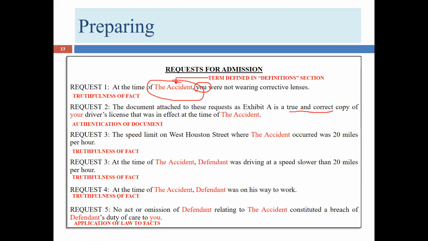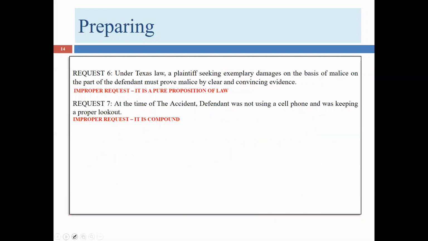And now here we have a difference. We're now applying the law to the facts. No act or omission of defendant relating to the accident constituted a breach of defendant's duty of care to you. Okay, so this is one of those foundational things. I mean, if accidentally the plaintiff were to admit to this, it's hard to see how the plaintiff is going to win the case. He's going to deny this. I don't know what his basis for denying it is going to be, but he's going to have something to go on from this perspective, or the case is probably going to be over.